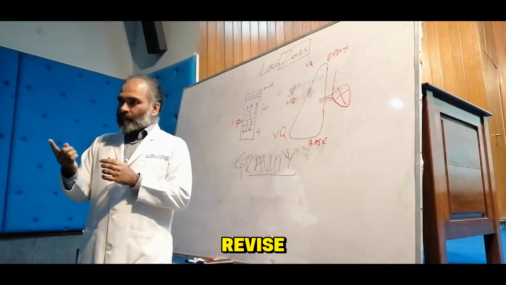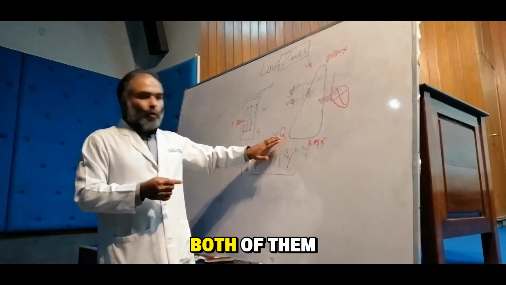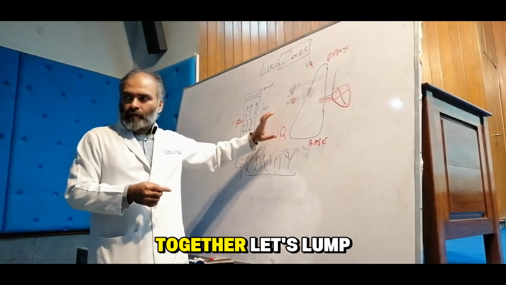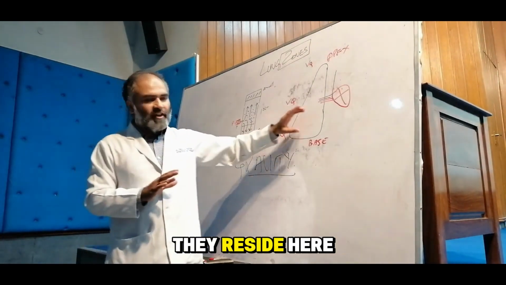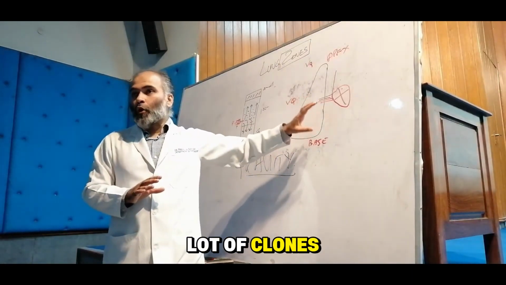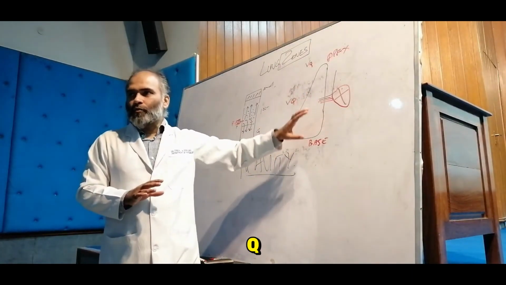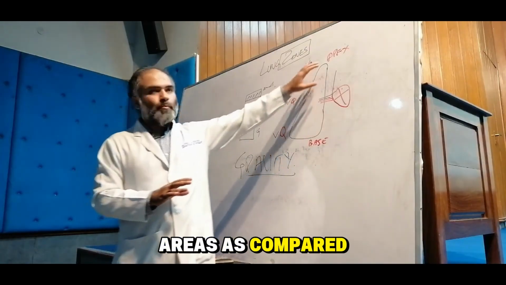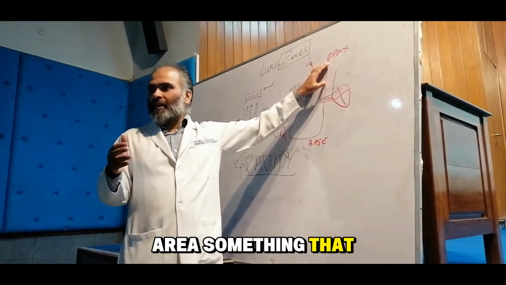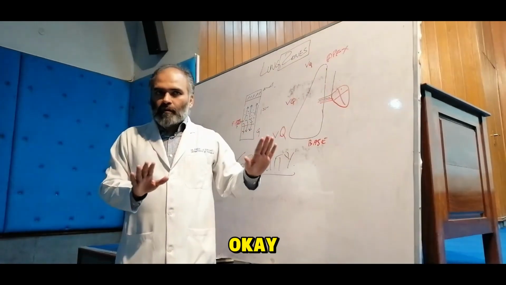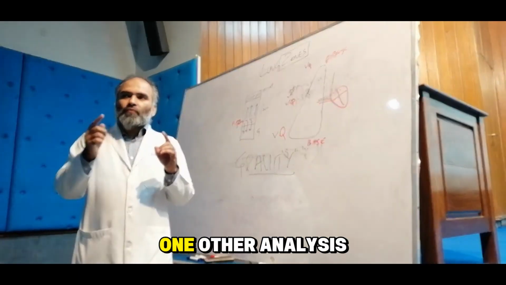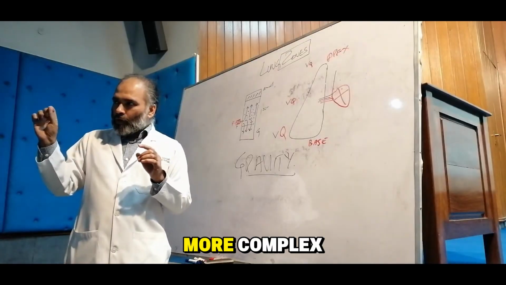First, let's revise. When you compare both of them together, let's lump them together. Q and V are brothers. They reside here. They have a lot of clones. There's a lot of V and Q at the basal areas as compared to the apical area. Something that I think I've mentioned 10 times now. Okay? Now you do one other analysis, a bit more complex.